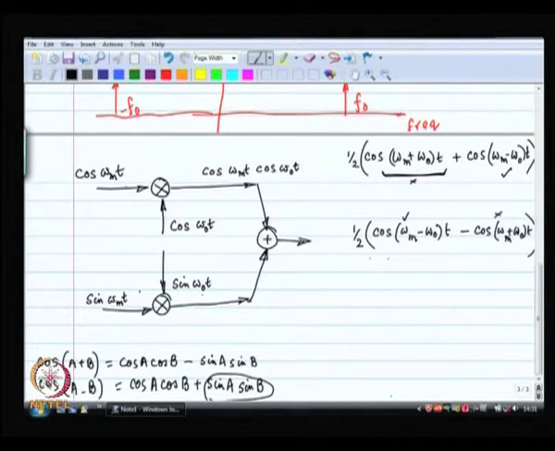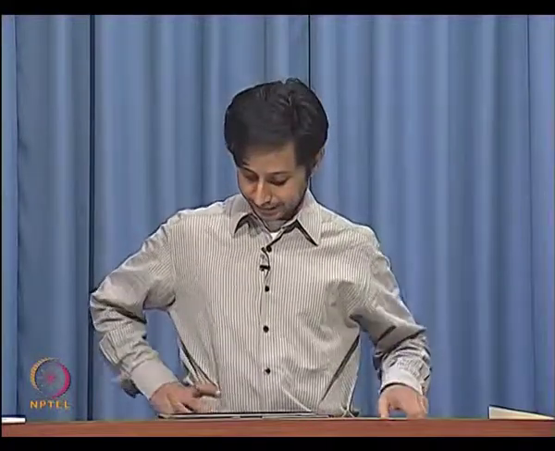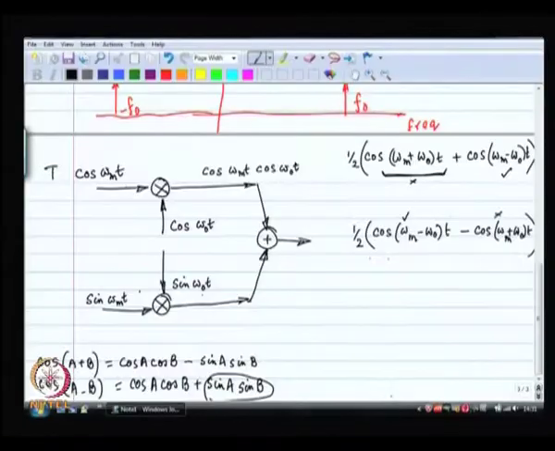So, this is how you would generate a single sideband modulation system. One of these paths is called the in phase, the other path is called the quadrature phase. The cosine is called the in phase, the sine is called the quadrature phase. This you do on the transmit side, and on the receive side you do something very, very similar, and you can reconstruct the message.